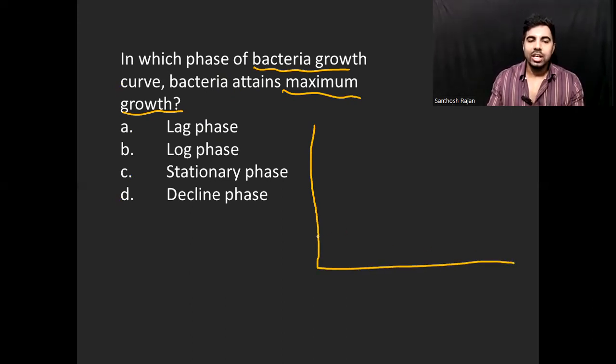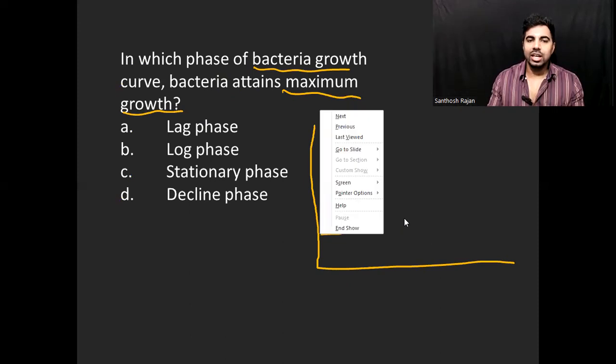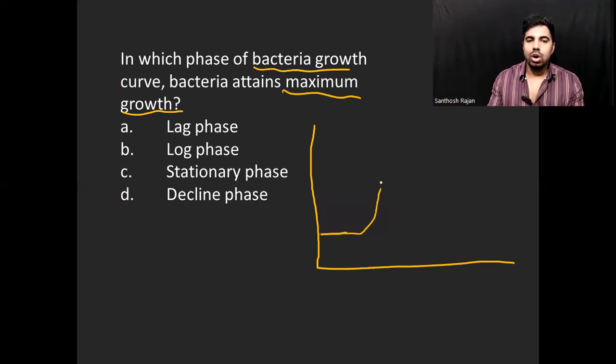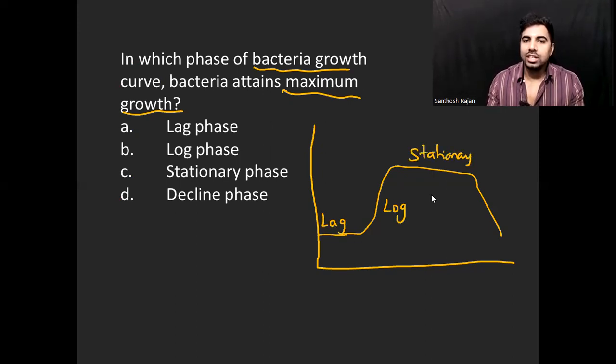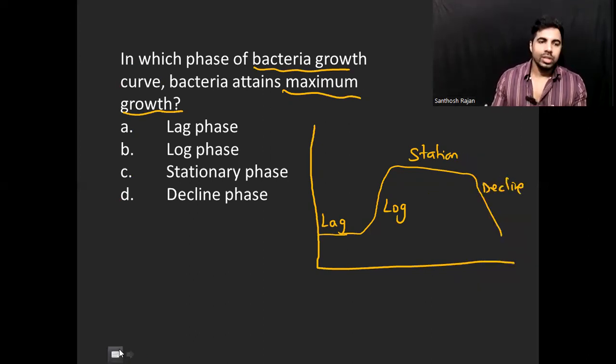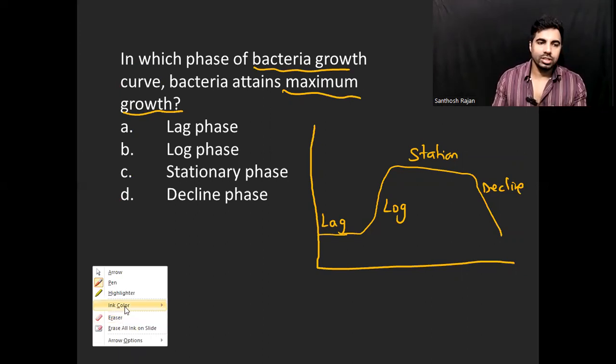What does this graph have? It starts like this. There is a lag phase, log, stationary, and the descending phase, right? The first phase is lag, then log, then the stationary phase, and this is the decline phase. Now look at this, how to remember the things.